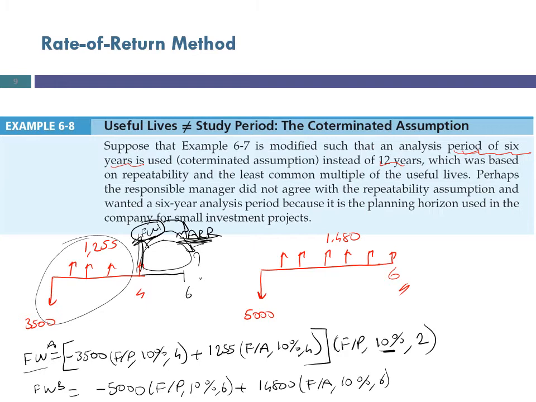And if you do this calculation for the first one, you will find $847. And for the second one, we will find $2,561. And now what we are going to do is compare these to each other, and we see that B is better. B has a higher future worth, and then we select part B.